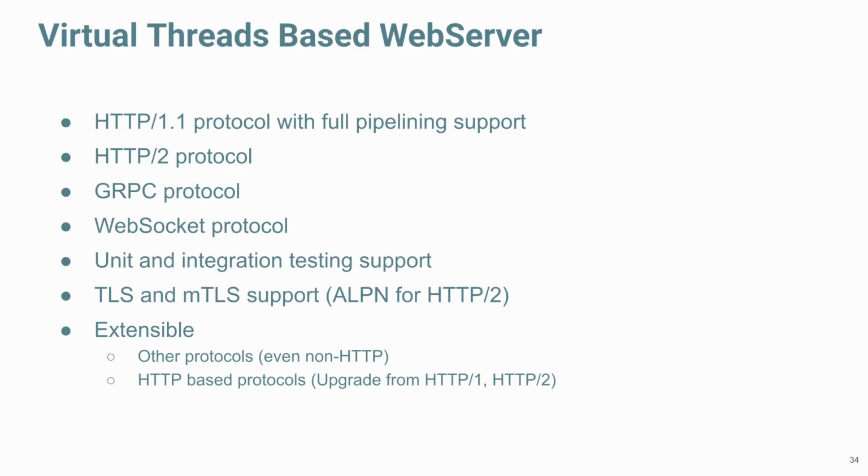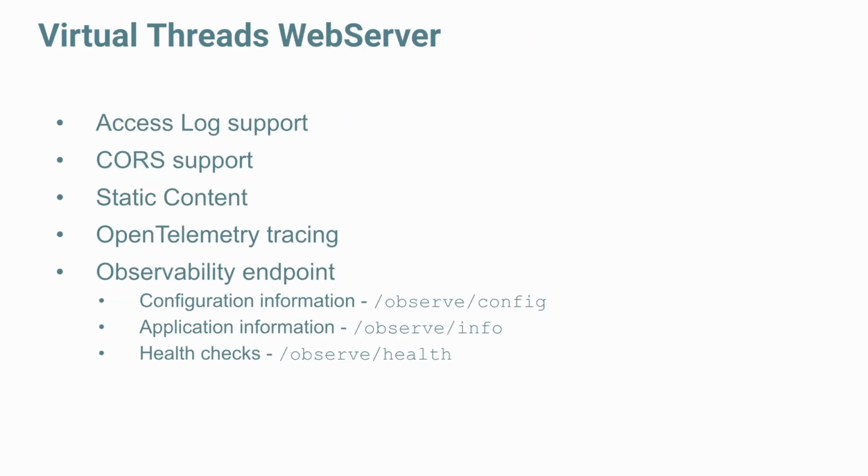That means that out of the box, we support the HTTP/1 protocol with full pipelining, we support the HTTP/2 protocol, and we support the gRPC protocol, which we actually had to rewrite our own way, and now it's able to run on the same port as other services. We have full WebSocket support. For development, we have wonderful unit test integration frameworks that we created. And for security, we have TLS and mTLS support. The framework itself is very extensible, so we support other protocols, which can be HTTP or non-HTTP protocols.